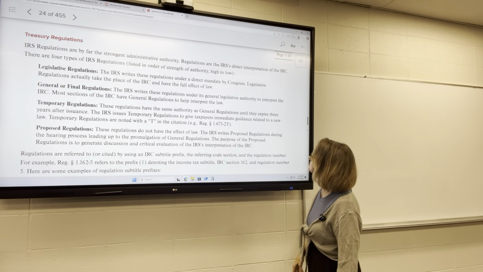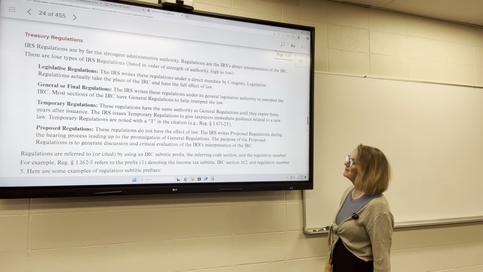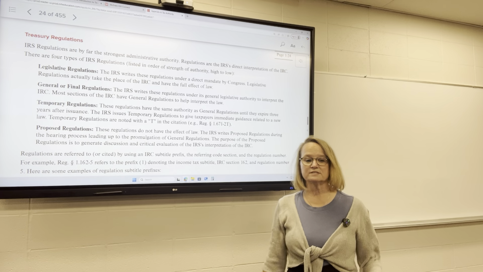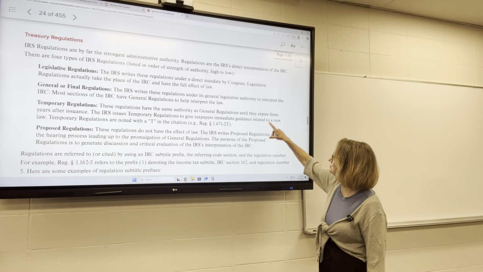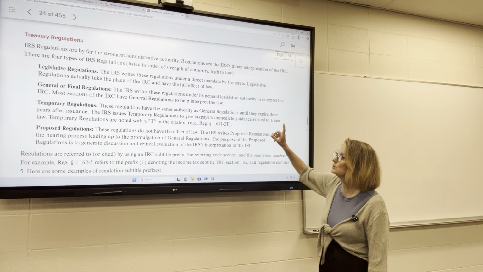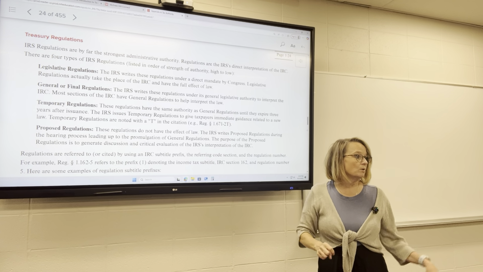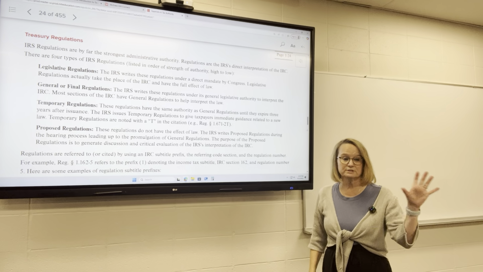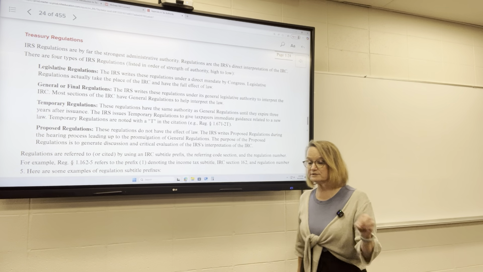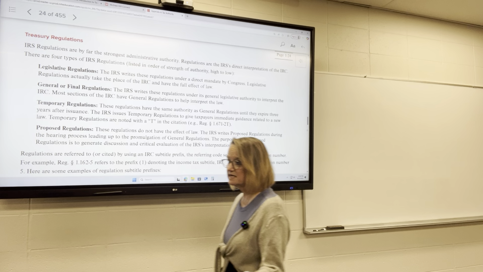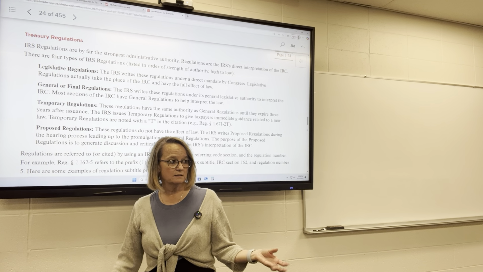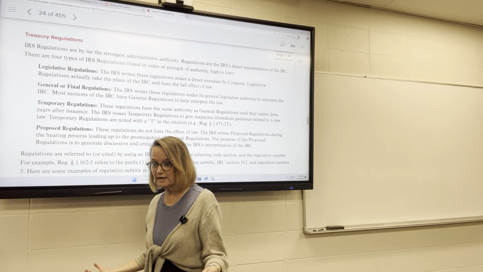Temporary regulations are like general regulations, but they expire. It's just a temporary kind of stopgap. This gives taxpayers immediate guidance related to a new law. So a new law comes out, and of course we just had a new law come out, and taxpayers don't quite know how it's supposed to be treated, like this no tax on tips. Well, what does that mean? How are we supposed to deal with that?